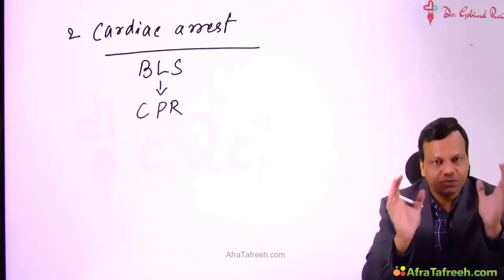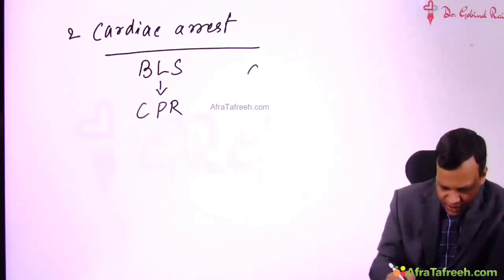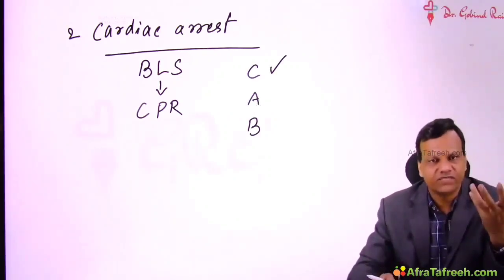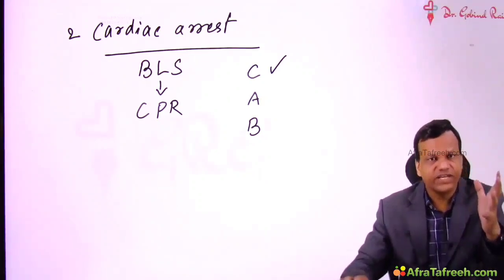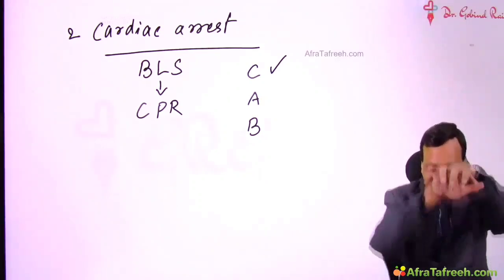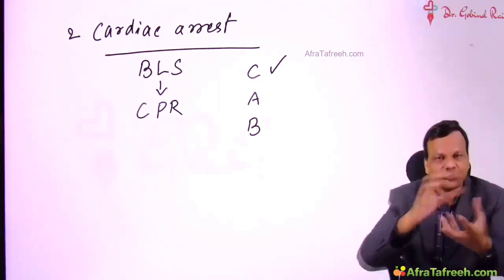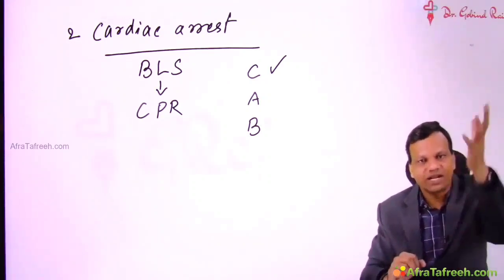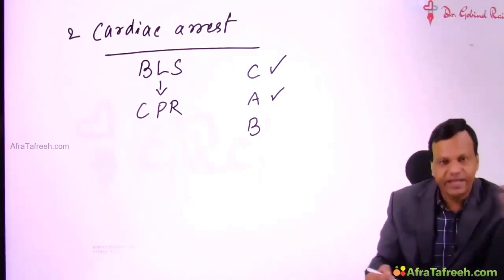So how to do CPR? What is the sequence of events? The sequence of events is CAB. C means chest compressions. First we will give chest compression because the heart is not contracting. From outside we will press the heart through the ribs and compress the heart against the vertebra so that the heart can be squeezed and the blood can go out. Clear? So chest compressions. Second thing is airway patency.